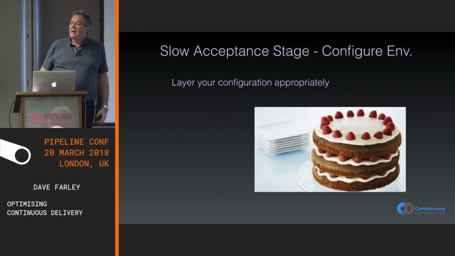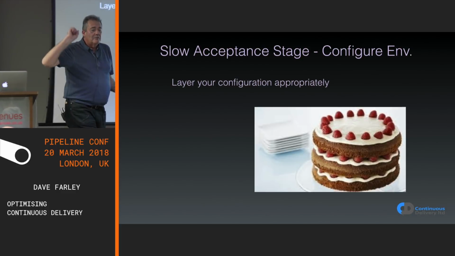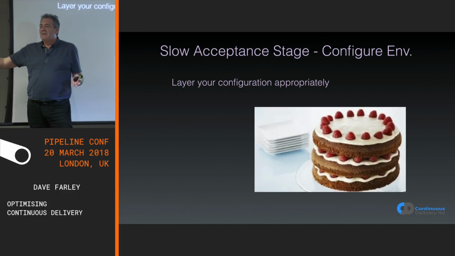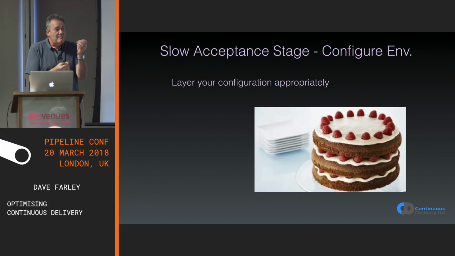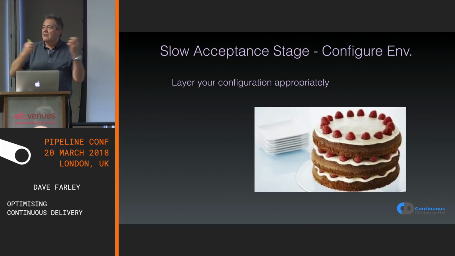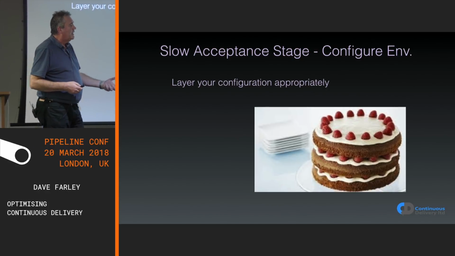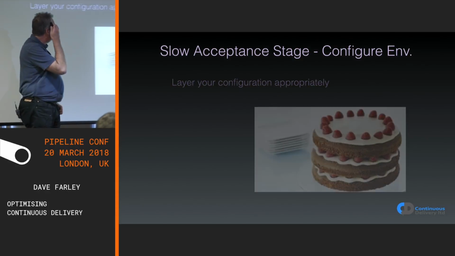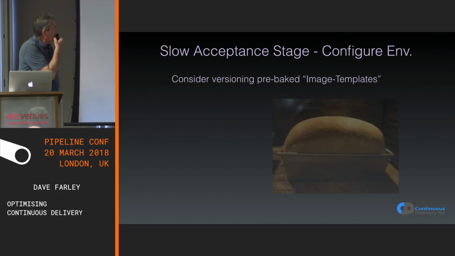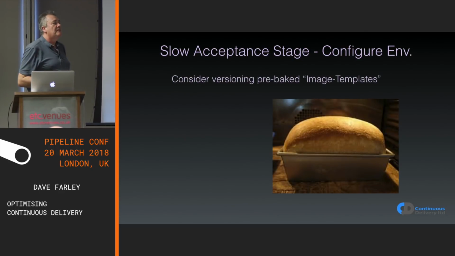Your talk earlier on, I loved your talk, by the way, talking about continuous delivery in the games industry. You're talking about minimizing the patch sizes so that you haven't got to ship large volumes of bytes around, so you can update more frequently. Use the system efficiently. Consider versioning pre-baked image templates and using those.